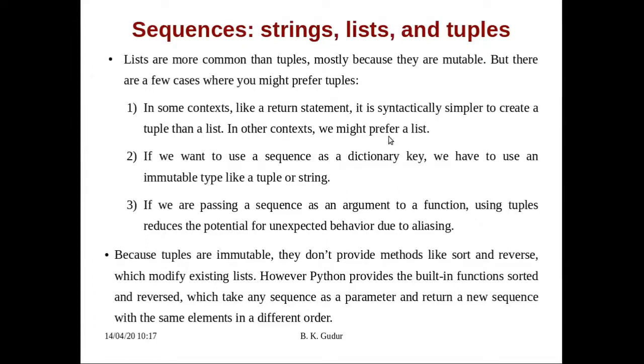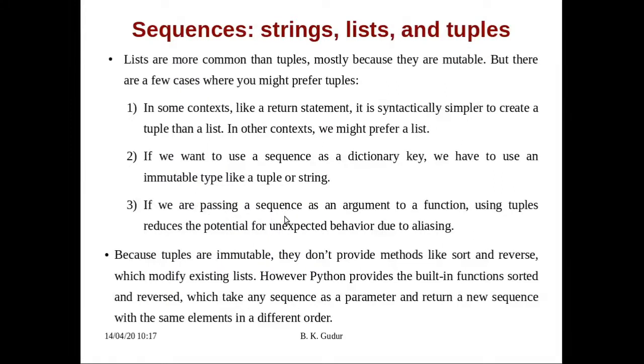In case of return, because tuples are immutable, we can directly write return and the tuple, which may contain a key value pair, and it is easily sent. And if we want to use a sequence as a dictionary key, which we have seen just now, we can use an immutable type like a tuple or a string, because there the name should not be changed.